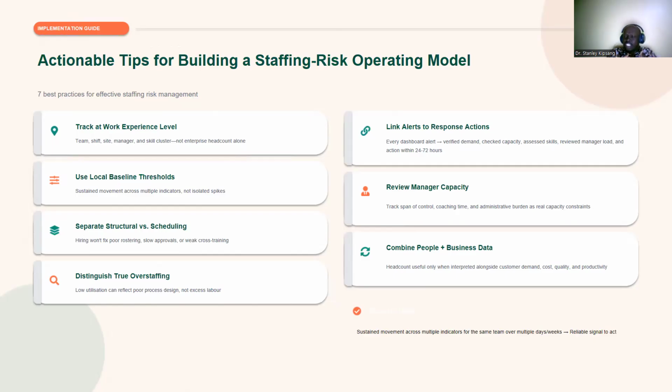So you need to distinguish true overstaffing. Low utilization can reflect poor process design, but not excess labor. So you must be able to know exactly: are you witnessing overstaffing? Are you witnessing understaffing? Are you witnessing a mismatch of skills against roles? Link alerts to response actions.